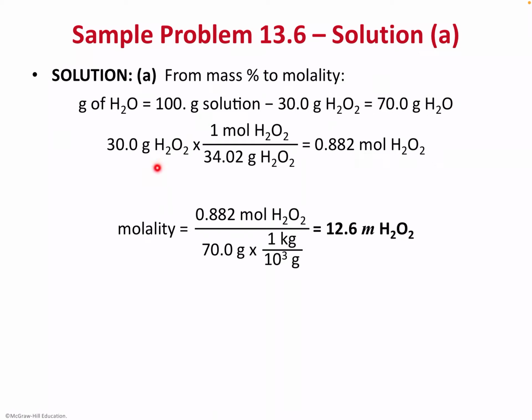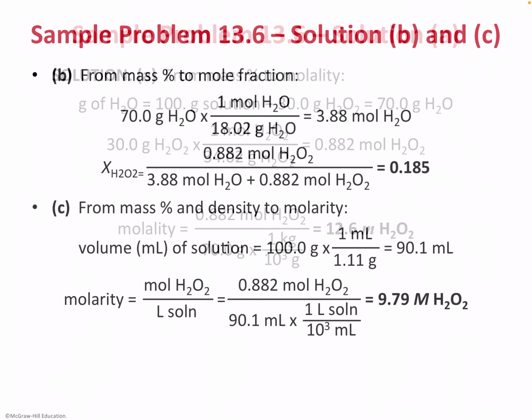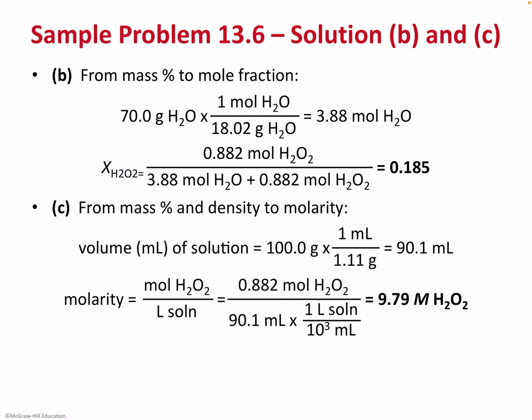And then to convert to number of moles, 30 grams of hydrogen peroxide, you divide by the molar mass of the hydrogen peroxide, that will give you the number of moles. So to find the molality, you take this number of moles, you divide by 70, which is the mass of the solvent, and convert into kilograms, grams to kilograms. That will give you 12.6 molal H2O2. The next one is the mole fraction.